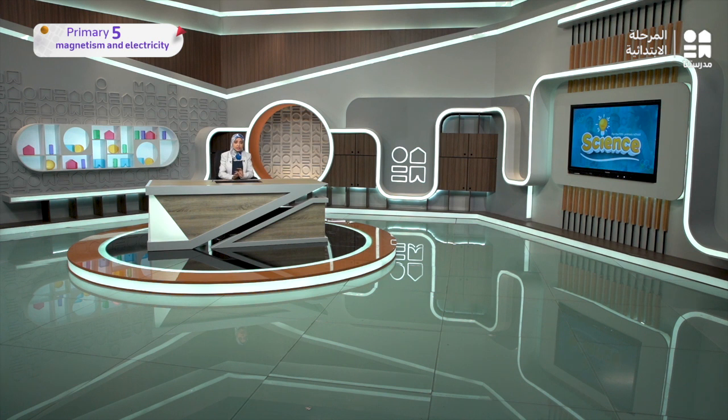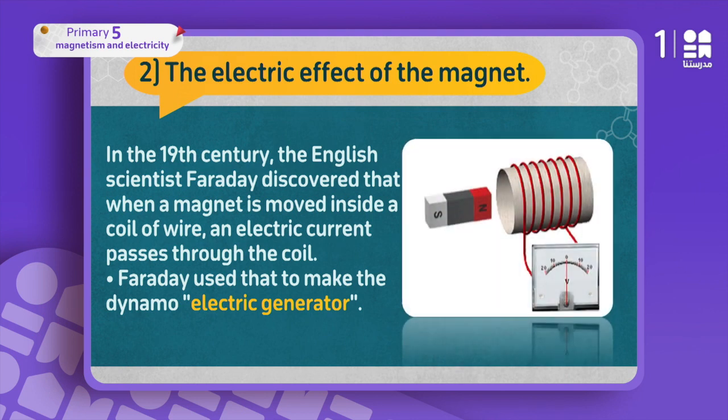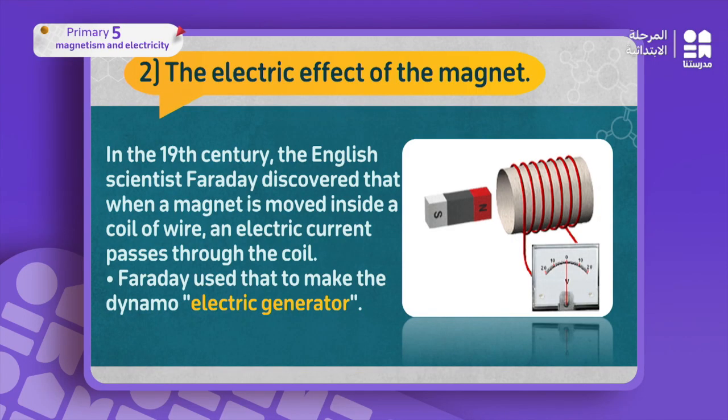Okay, so we finished the first part of the lesson, which is that the electric current has a magnetic effect. Now let's see the second part. In the 19th century, the English scientist Faraday discovered that when a magnet is moved inside a coil of wire, an electric current passes through the coil. He discovered that when the magnet moves inside a coil of wire, an electric current passes through the wire. So by using the magnet we got an electric current. And then Faraday used that to make the dynamo. He used this discovery to build the dynamo.